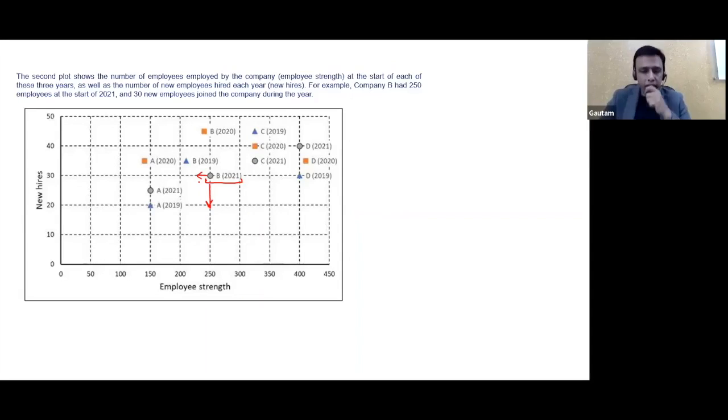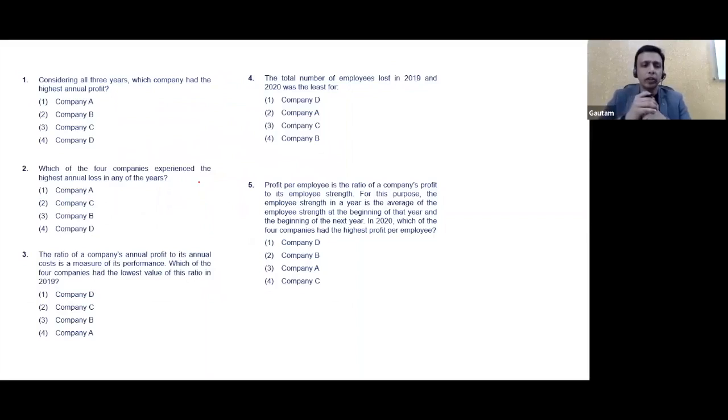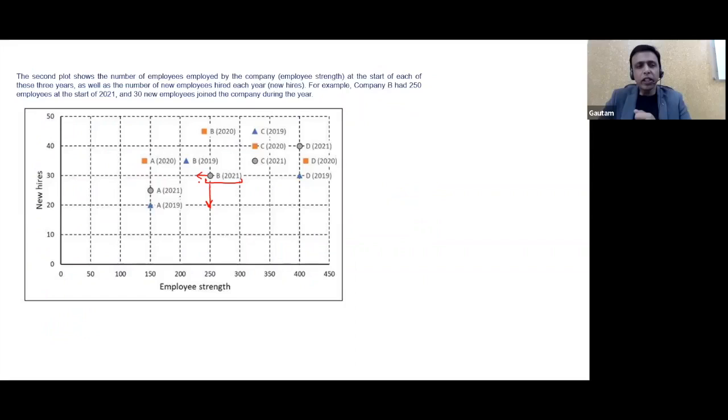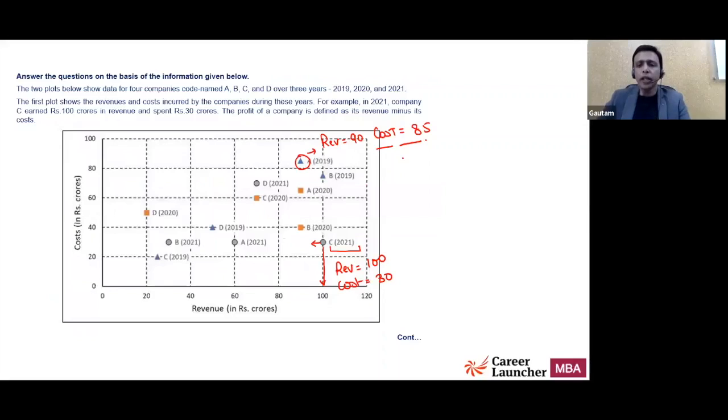Now, if you look down to the questions that were asked, question number 1, question number 2, question number 3, and question number 5 were majorly talking about profit and loss. And question number 4 was talking about employees. So we just need to figure out the revenue and cost. So company's profit would be nothing but revenue minus cost. So if I have to calculate the profit for company A in 2019, that would have been 5 crores.